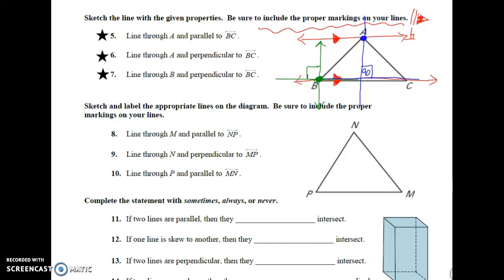If you take everything that we just did on 5, 6, and 7, now you do 8, 9, and 10 using the same kinds of markings. Mark that triangle, M and P.